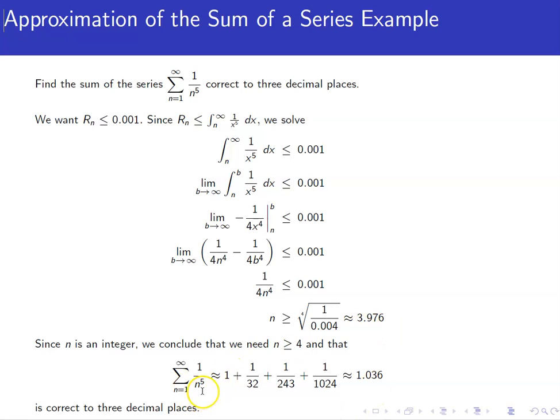So put in 1, put in 2, put in 3, put in 4. So we get 1 plus 1/32 plus 1/243 plus 1/1024, and get something that's approximately 1.036. That'll give us an approximation of that sum of that series.